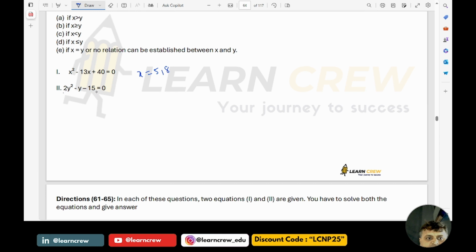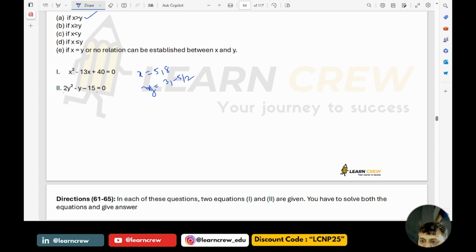Here 2 15s are 30. You are going to get y as, see, 3 5s are 15, so you will get 3 minus 5 by 2. So what can be said? Definitely x is more than y. X is more than y, or not? 5 is there, 8 is there. So x is more than y.